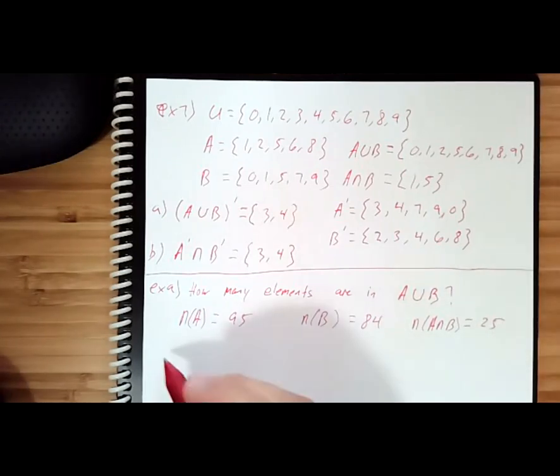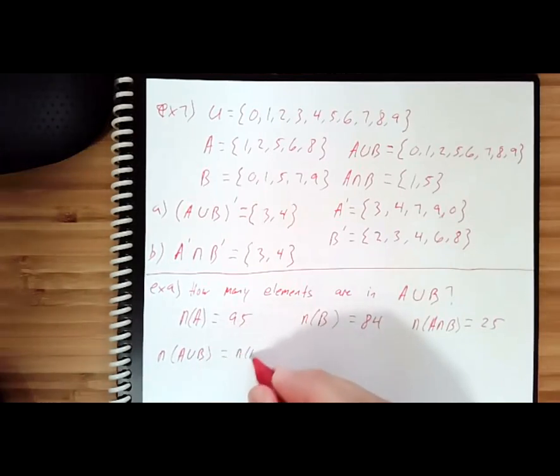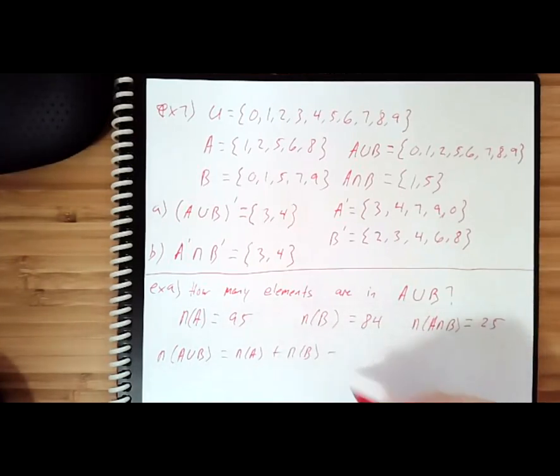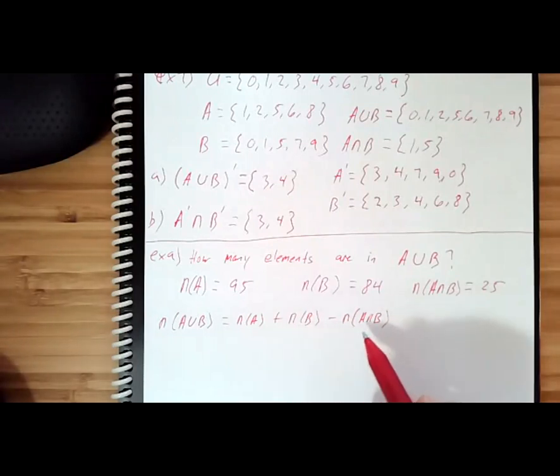So there's a formula that says the number of elements in a union is equal to the number of elements in A plus the number of elements in B minus the overlap, the intersection. And you subtract it because if you think about it, right, if you're adding one circle plus the other circle, you're going to add that middle part 2 times. So you subtract the middle piece once. Does that make sense?